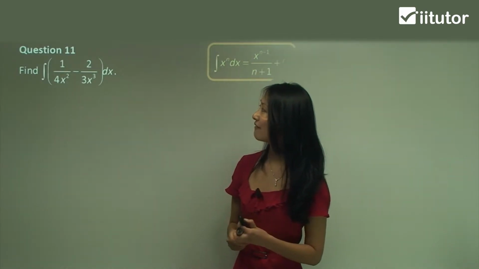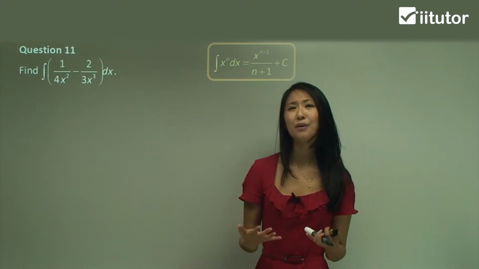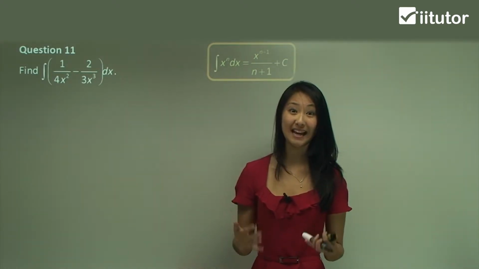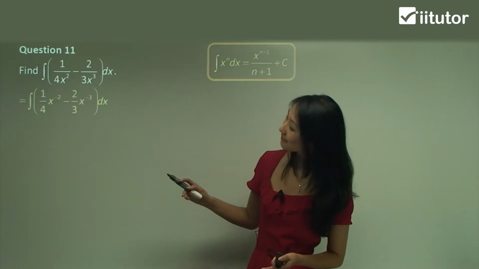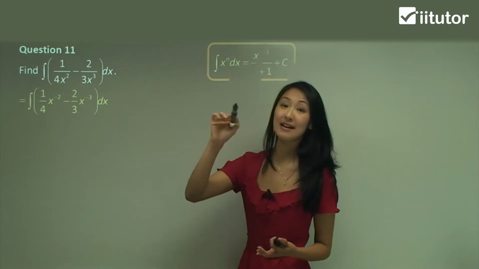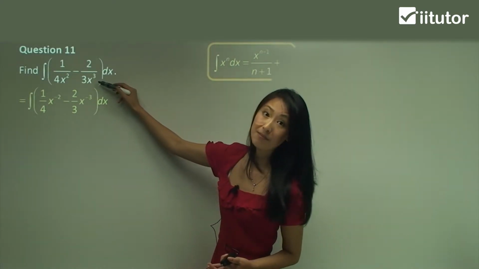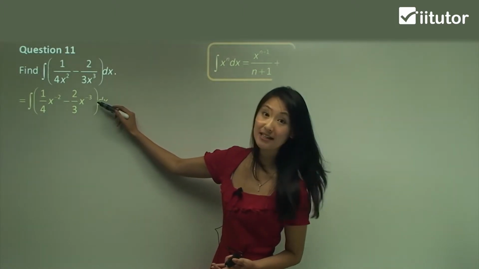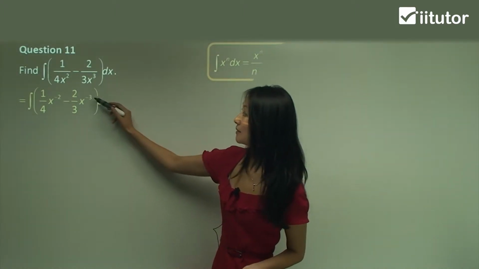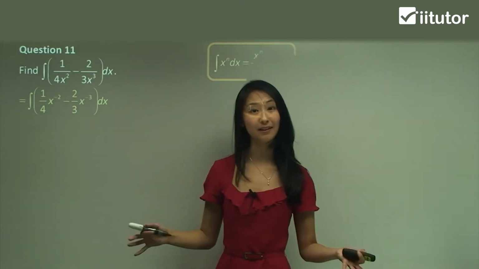But what we do have is fractions, and we also have the x on the denominator, which means we're probably going to be working with negative indices here. So we can change the x to the power of 2 into x to the power of negative 2, and the x to the power of 3 on the bottom as a denominator we change to the negative index, so x to the power of negative 3. And now we just consider each one separately.